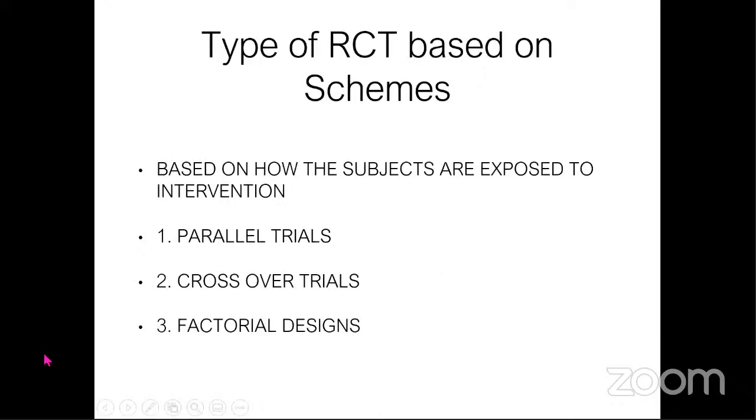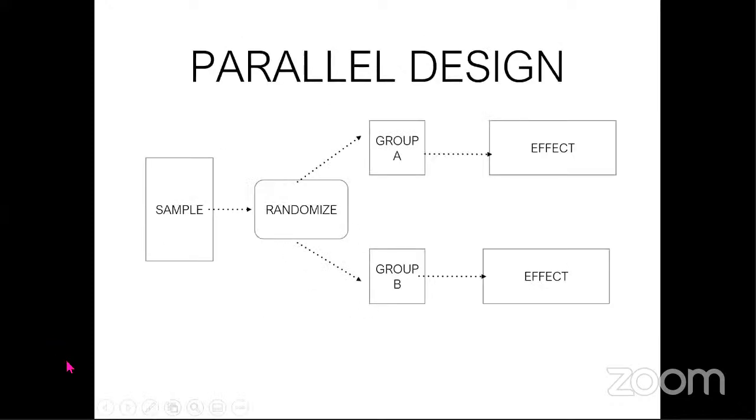Okay. Based on schemes. So how subjects are exposed? So there could be parallel trials, crossover trials, and factorial designs. Okay. Parallel design is what we did in our example earlier. Sample, you randomize, there's group A and B, and then you look at the effect. Okay.